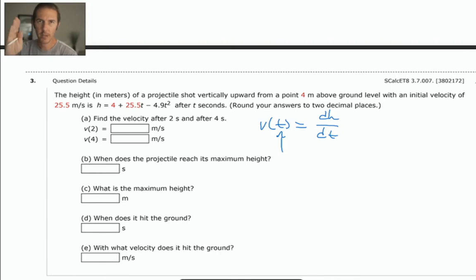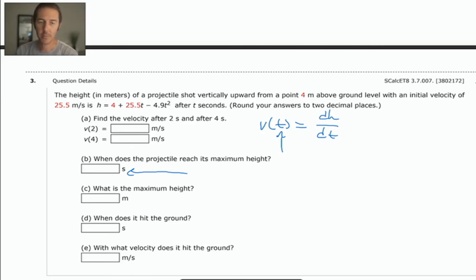On the way up, our velocity is positive. On the way down, our velocity is negative. Right at the top, our velocity is going to be 0. So take your velocity equation, set it equal to 0, and solve for t. That's going to give you that answer.